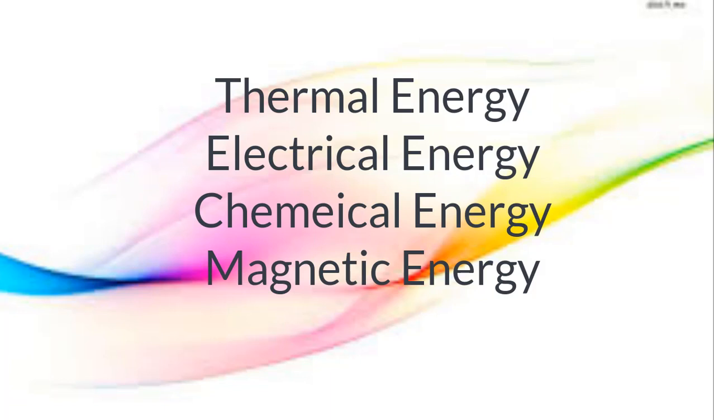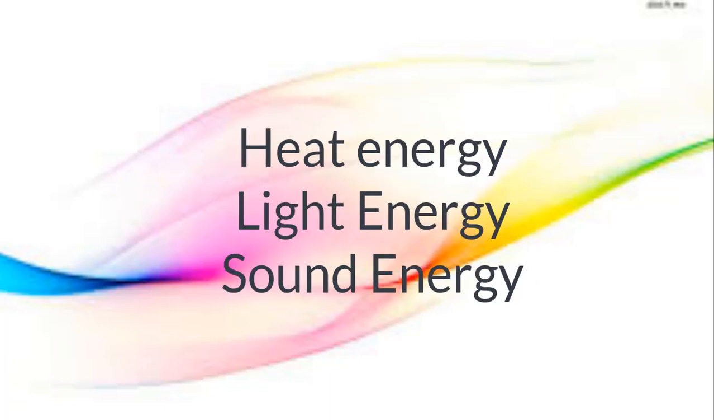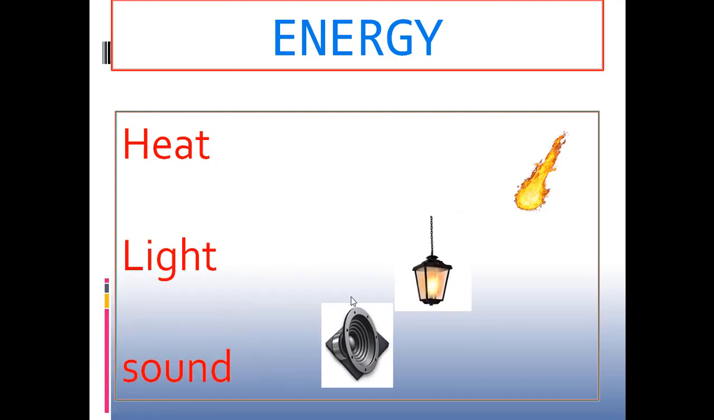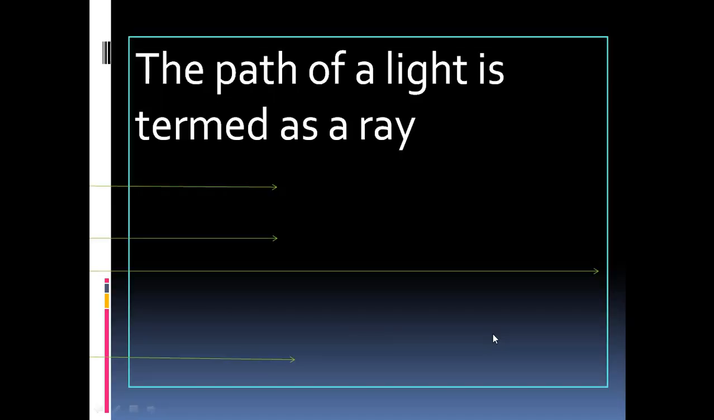There are many forms of energy existing in this world: thermal energy, electrical energy, chemical energy, magnetic energy, light energy, sound energy, etc. Among these, we are now going to discuss light energy. See here, heat is a form of energy, light is a form of energy, and sound is a form of energy. When light travels in a particular path, it is called a ray. If you group all these rays, it is called a beam of light.